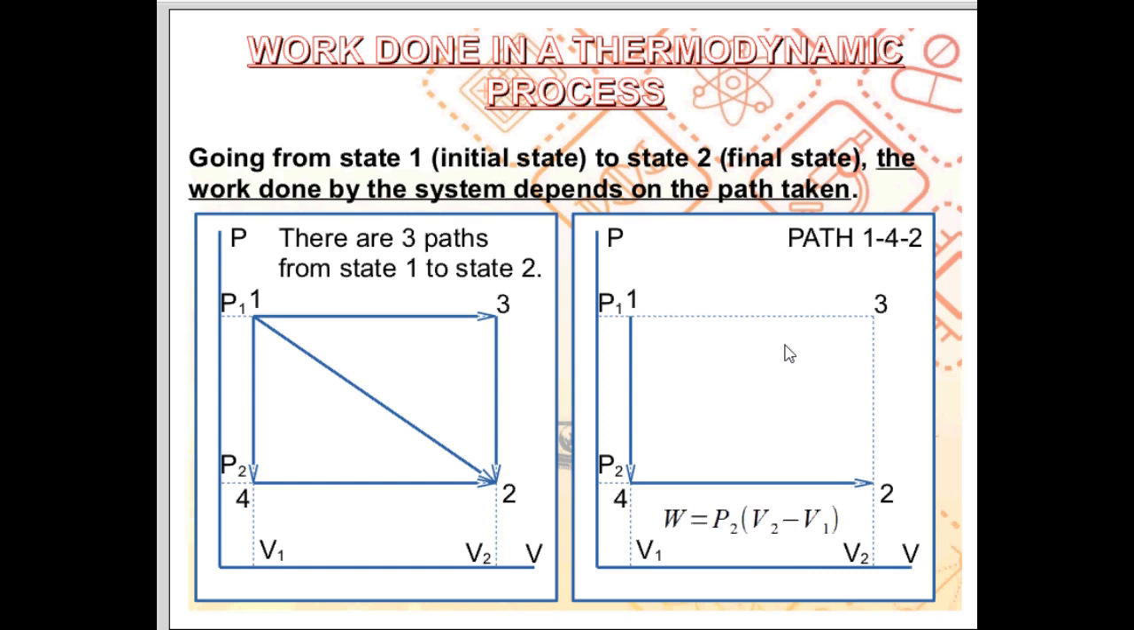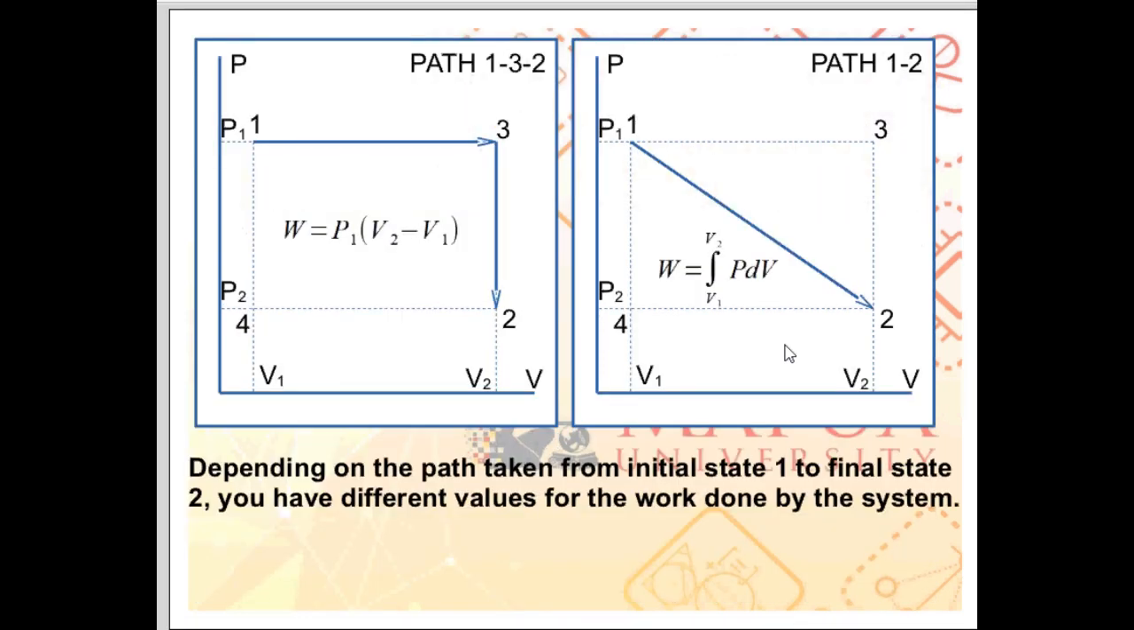Going now to the second path, path 1, 3, 2. So from initial state 1, you go to state 3 and then to final state 2. From initial state 1 to state 3, the volume changes from V1 to V2.